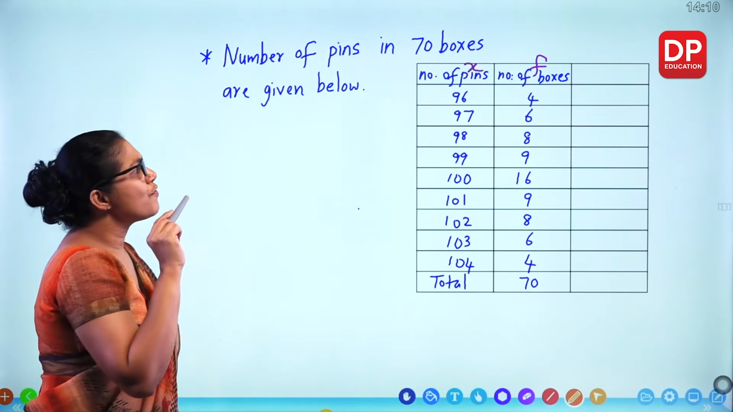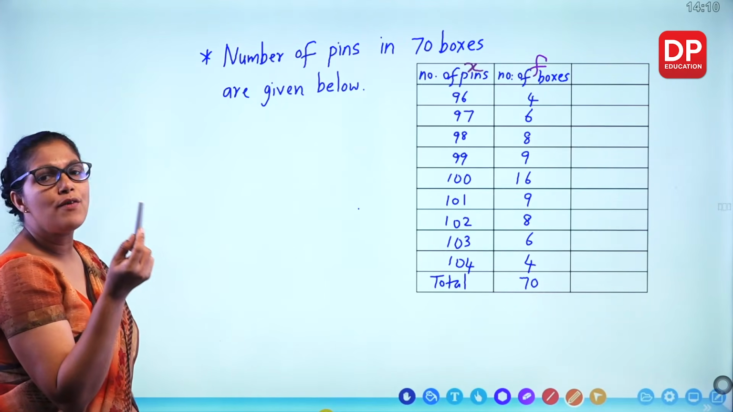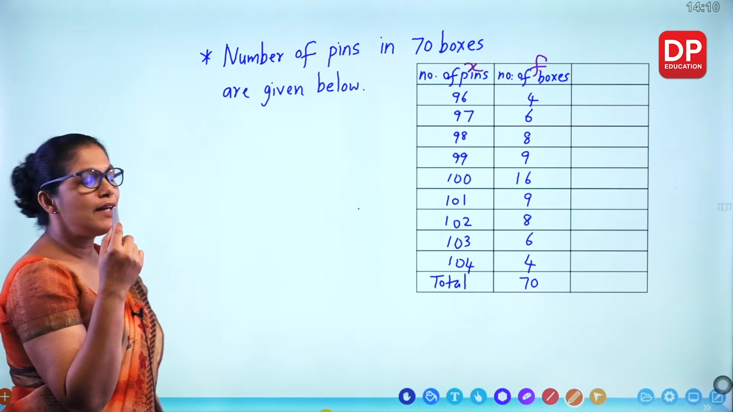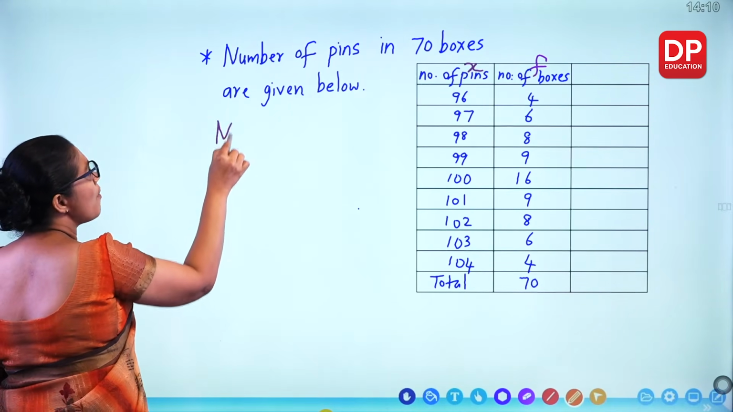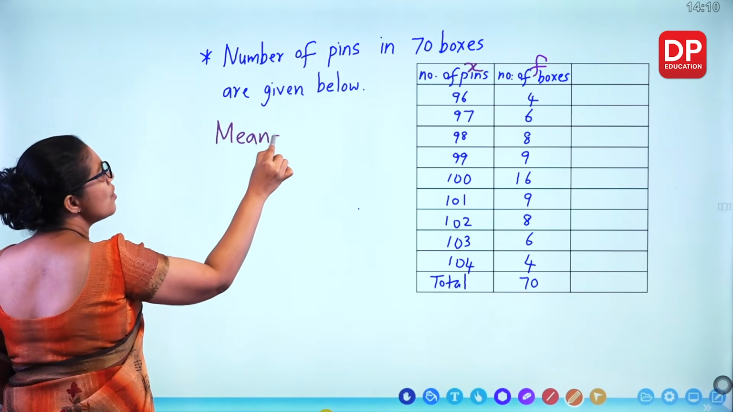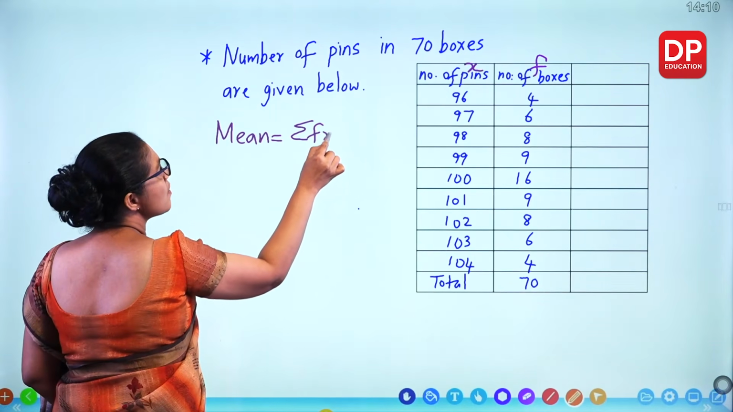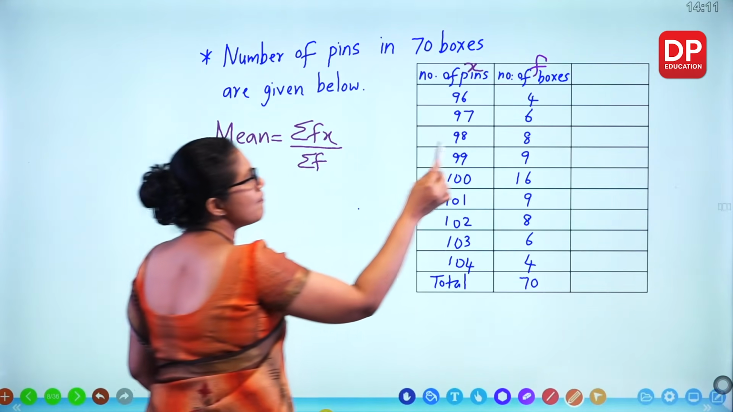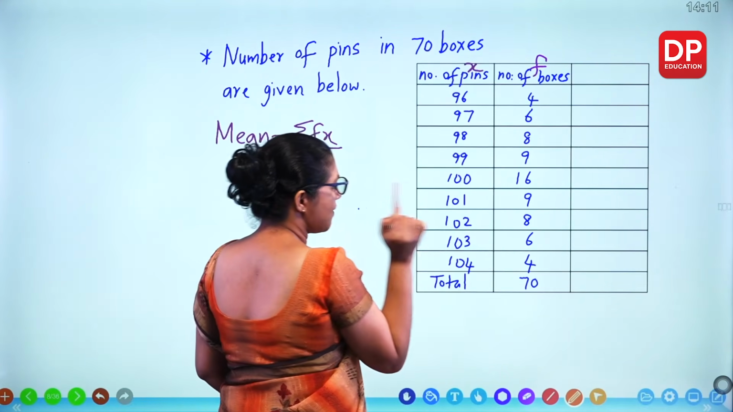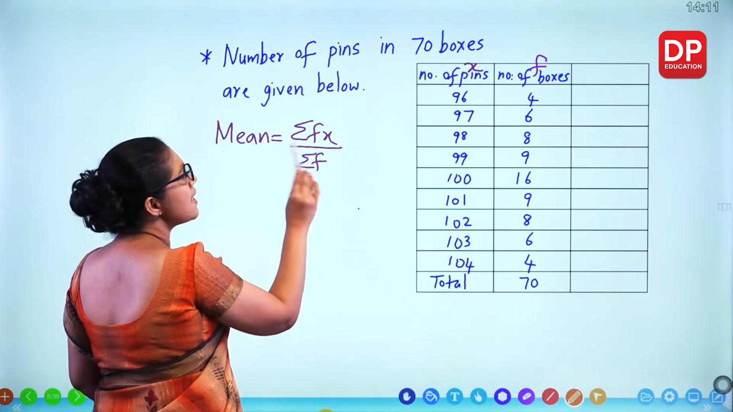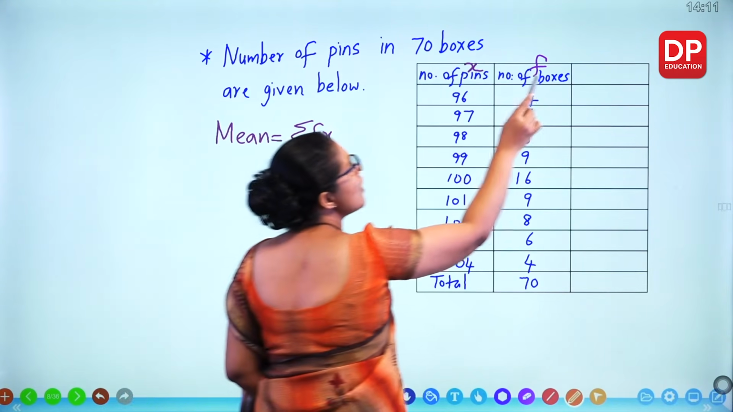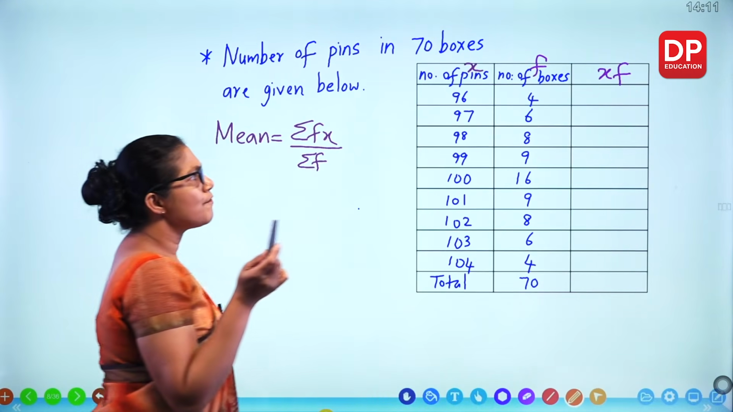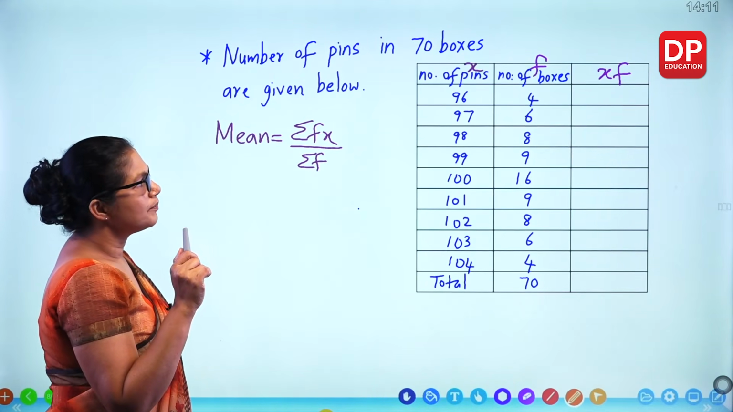You are asked to find the mean value. Calculate the mean. So how do we find the mean value? We can use the formula: mean is equal to sigma fx over sigma f. Total f value is given as 70, and then sigma fx. So what we do is multiply these two and find the total.